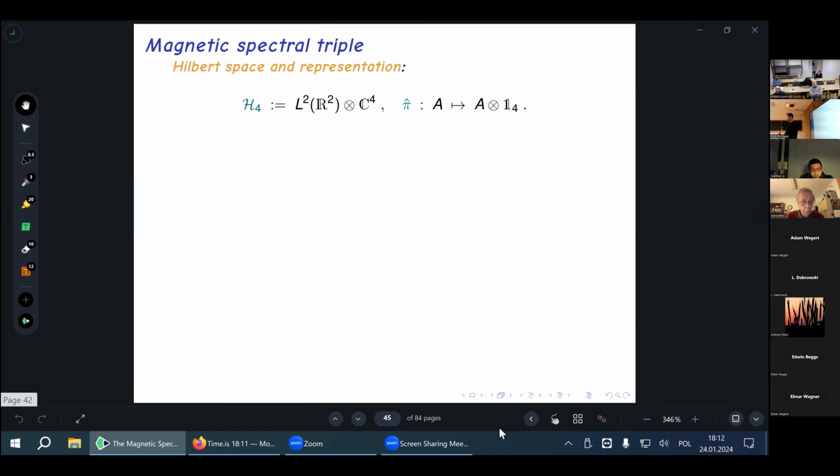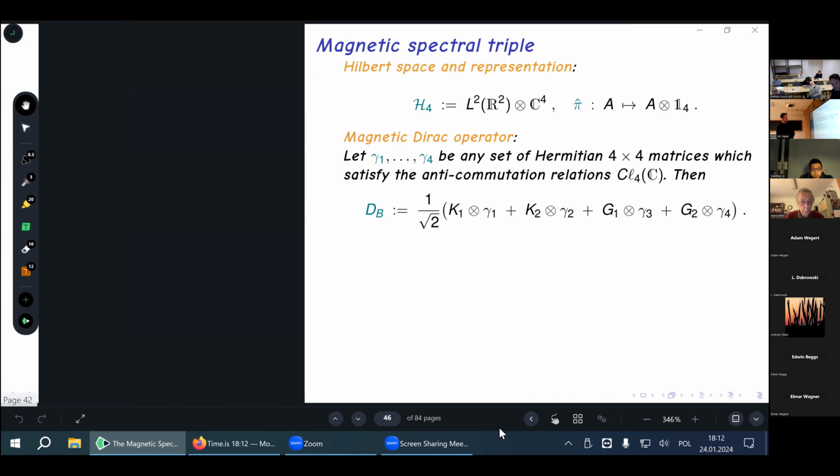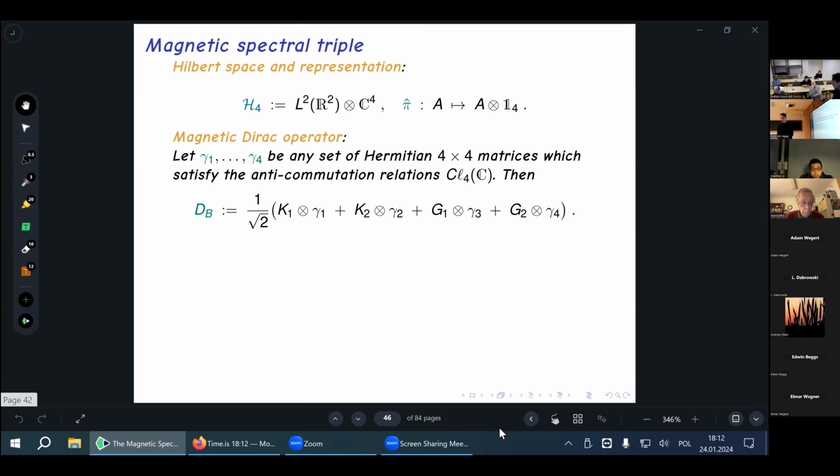Now, let me construct the spectral triple. First of all, I need the space on which I want to define my spectral triple. In this case, with respect to the previous case, the discrete case, I need to tensorize with C4, and not only with C2. Because with respect to the discrete case, I have 4 relevant operators, not just 2. I have K1 and K2, which define the Landau Hamiltonian, and I have G1 and G2 that define my magnetic translation. I would like to use these 4.